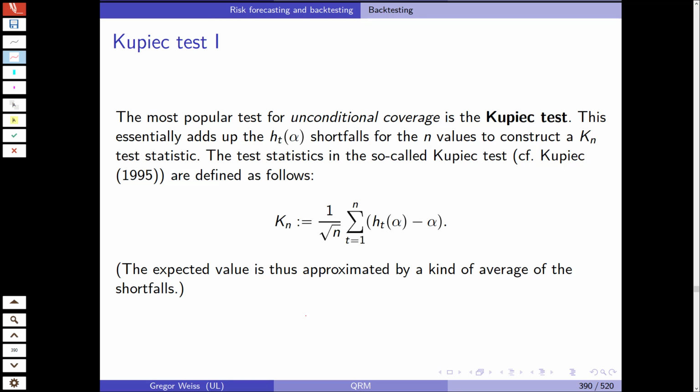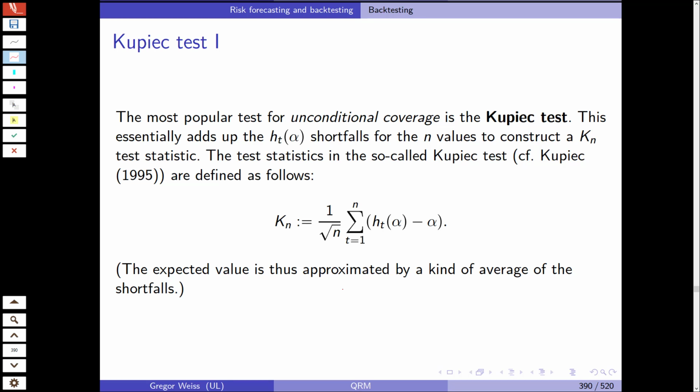The simplest test is the so-called Kupiec test. Paul Kupiec is a researcher. I think at that time, at least, he was working for the Federal Reserve System. And this is the Kupiec test, the most popular test for unconditional coverage. It essentially adds up the shortfalls for the n values to construct a test statistic, K_n. So what you do is, you take H_t, you subtract alpha, you add it up for all those observations, and then you divide it by the square root of n. And this expected value is approximated by a kind of average of the shortfalls.